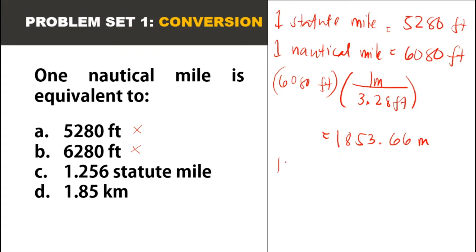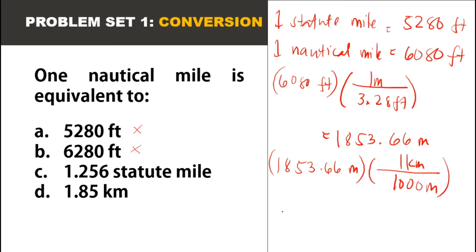So we have 1853.66 meters times 1 kilometer per 1000 meters. So we have 1.85. So let's round this up. We have 1.854 kilometers.